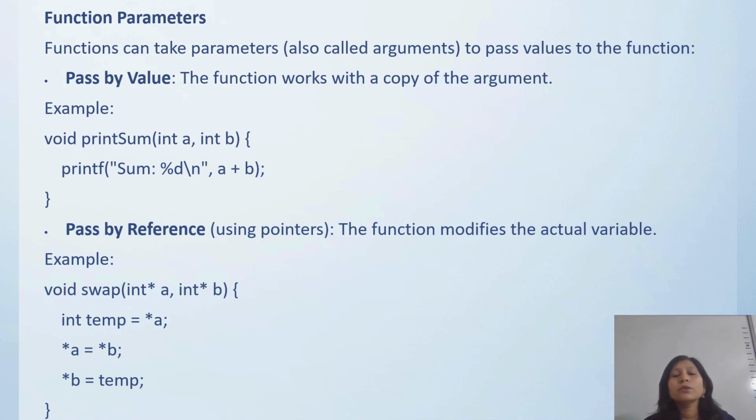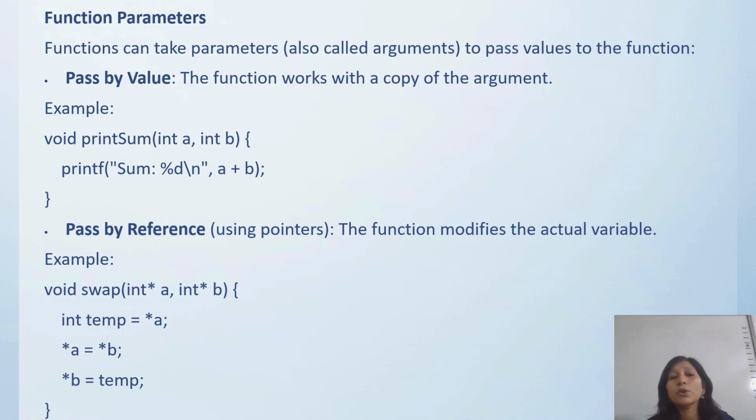Next, we will understand parameters. So what are parameters actually? Parameters are the values in the function parentheses, which are provided to the function, and these are also called arguments. These are actually passed to the function. So what are the two types? There are two types, pass by value and pass by reference. In pass by value, the function works with a copy of the argument. Only the copy of the argument is supplied.